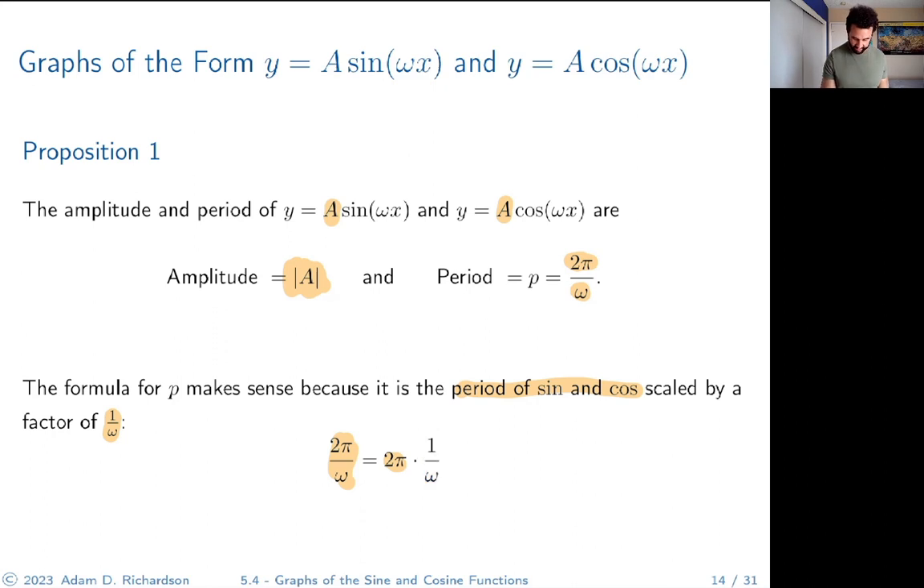Notice here, for example, let's go back to the formula. If I let omega equal 1, then the period is just 2 pi, which is the normal period for sine and cosine. So if this coefficient is just 1, like it doesn't appear there, then your period's not going to be affected. It's just going to be 2 pi, and the graph will complete a full cycle in 2 pi radians.